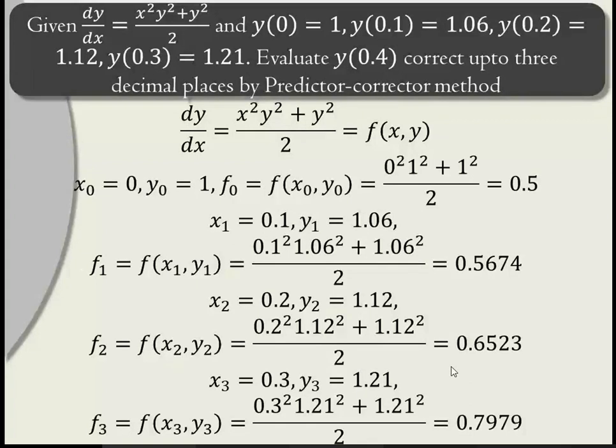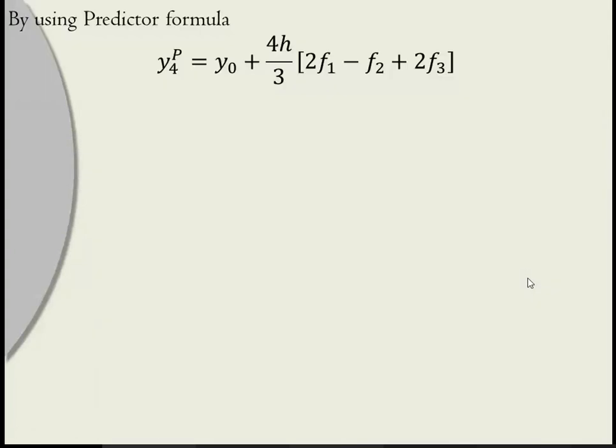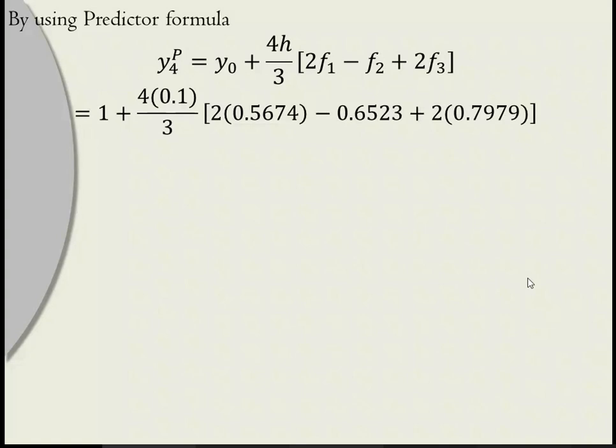Now use the predictor formula. For that we need f1, f2, f3, which we have already calculated. Using these three values, find the predicted value y4p. By the predictor formula, y4p is equal to y0 plus 4h by 3 times 2 f1 minus f2 plus 2 f3. Substitute the values of f1, f2, and f3, which we have calculated just now. We know y0, we know h, and then simplify. Just simple calculations to get the predicted value.